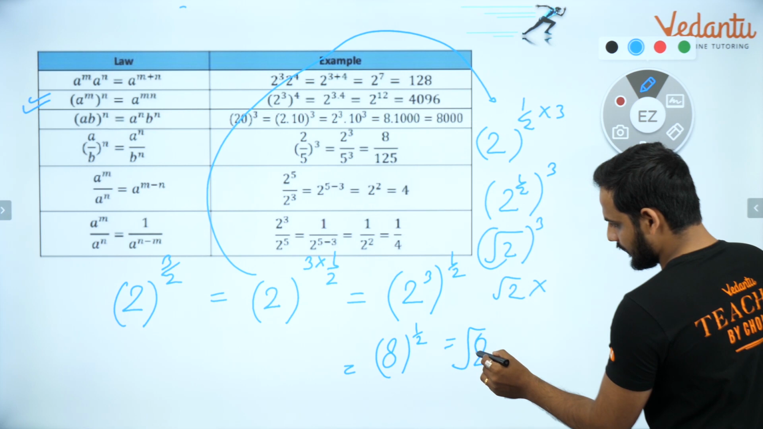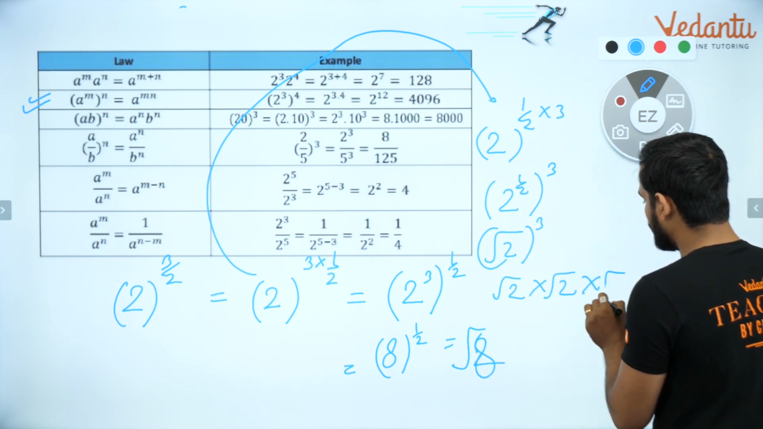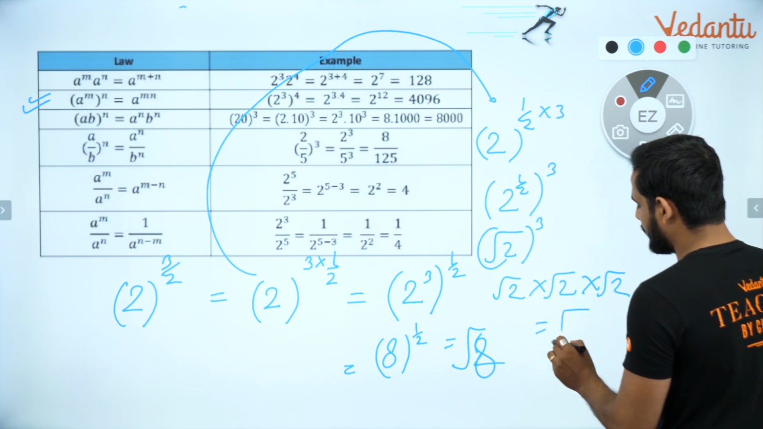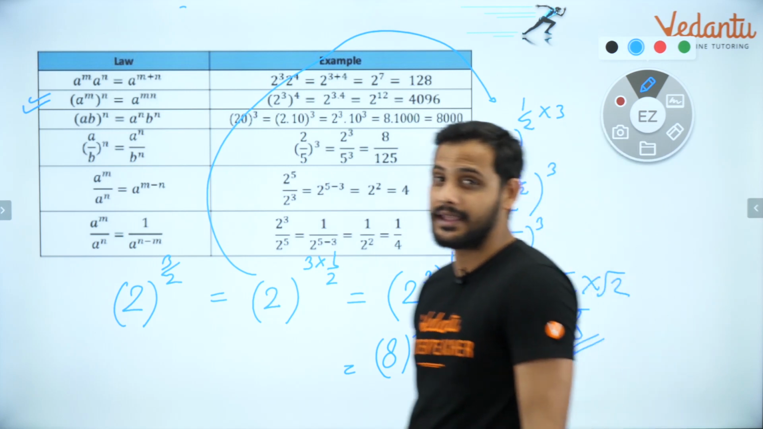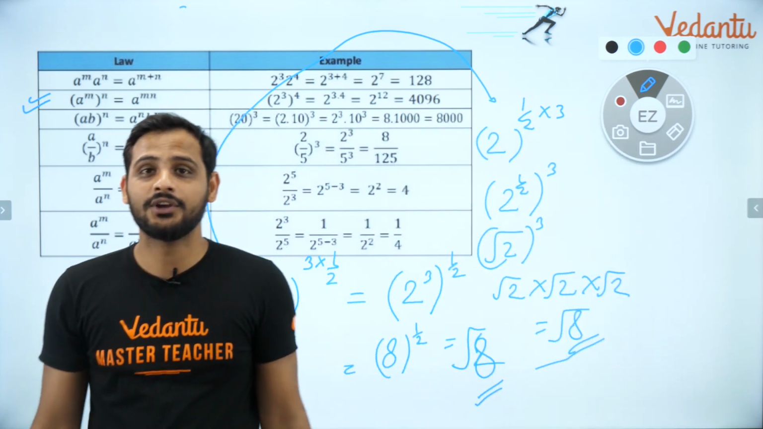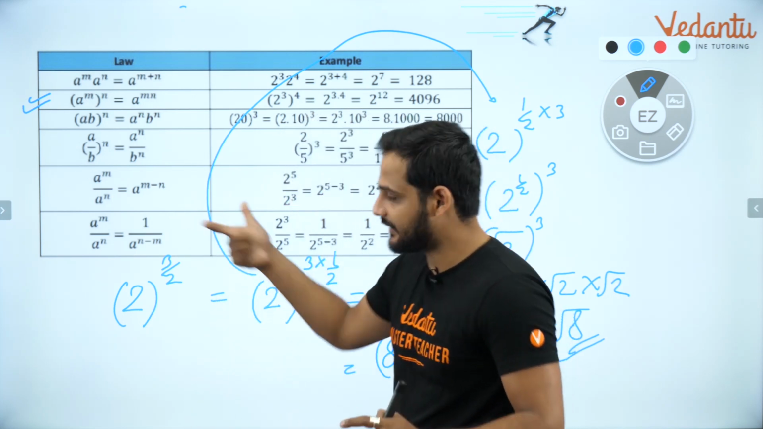Acha, here I have to write 8 raised to the power half, the under root 8. So under root 2 into under root 2 into under root 2, which is what? Also you can say under root 8. So both the ways you will get the same answer. Okay? So this is how you split the power.